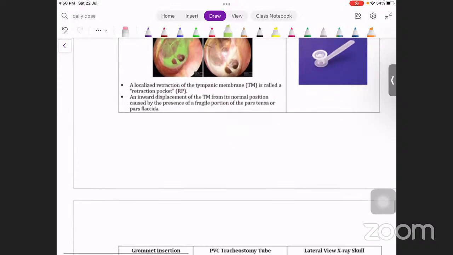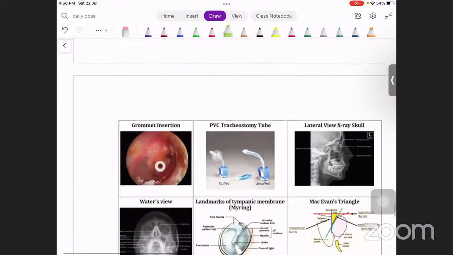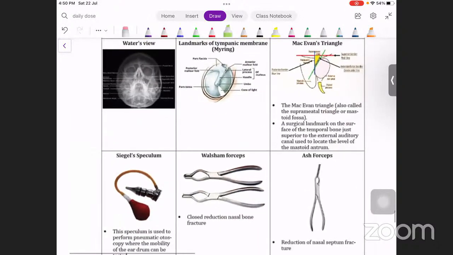Then you have a Blom-Singer prosthesis, grommet insertion, tracheostomy tube. Very classical one, cuffed and uncuffed. Then you may see the Waters view. We have already discussed that. McEwen's triangle is also known as the suprameatal triangle, where the temporal bone just superior to the external auditory canal is used to locate the mastoid antrum.